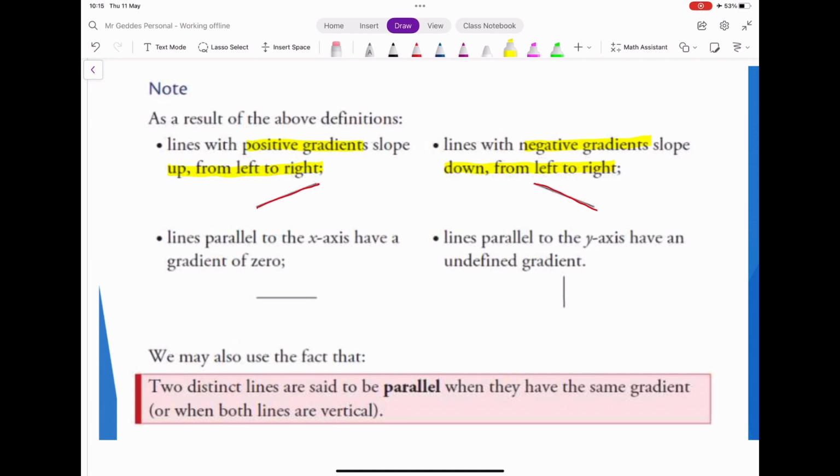Other things to remember as well, it says here lines parallel to the x-axis have a gradient of 0. So basically what that means, there's another name for that, the word, in fact, is horizontal. So horizontal lines have a gradient of 0. So that's what to remember. Any horizontal line will have m equals 0.